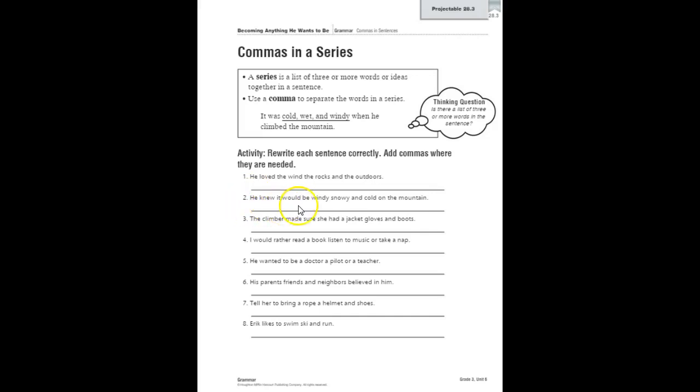Number 2, he knew it would be windy, snowy, and cold on the mountain. Where are our series of ideas? Right, windy, comma, snowy, comma, and cold. All right, let's do one more. The climber made sure she had a jacket, gloves, and boots. Here's our list: jacket, comma, gloves, comma, and boots.